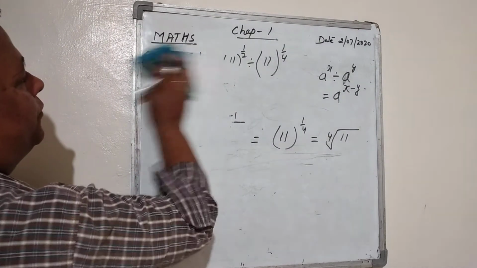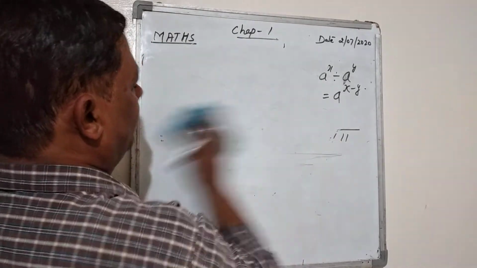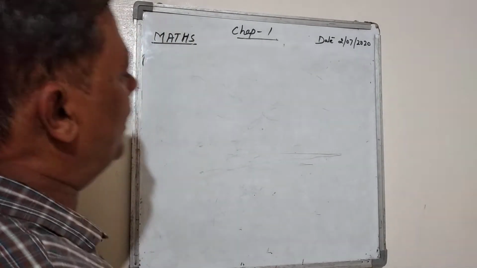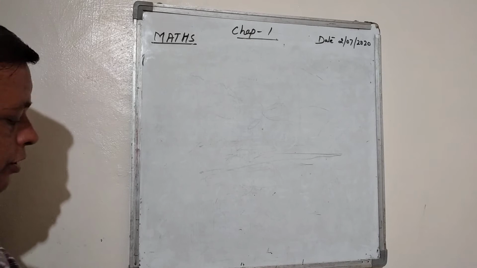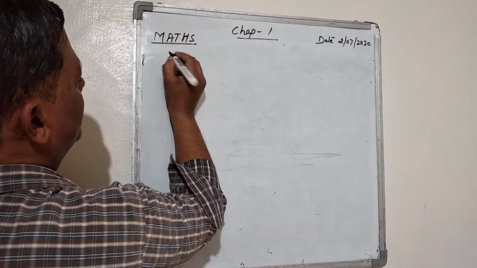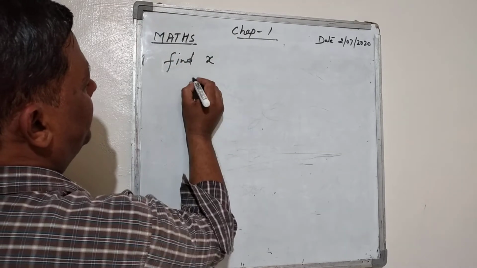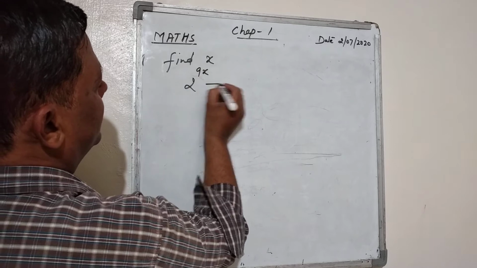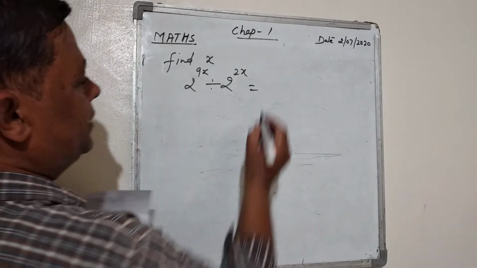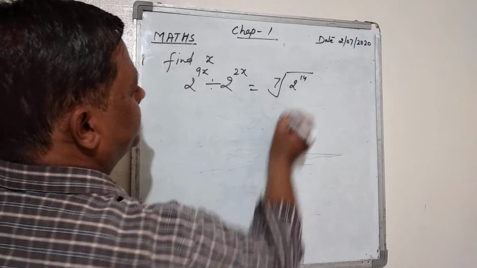Now we have more questions, where we have to find the value of an unknown value or variable given in the question. Evaluate or find x, if 2 raised to the power 9x divided by 2 raised to the power 2x equals the 7th root of 2 raised to the power 14.